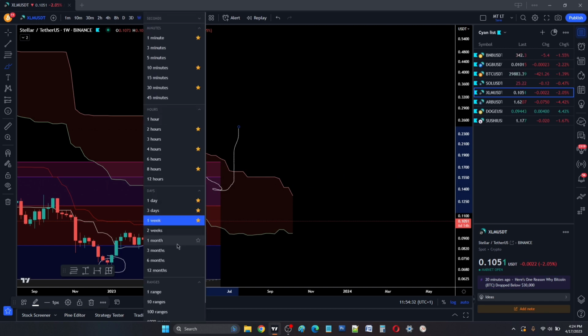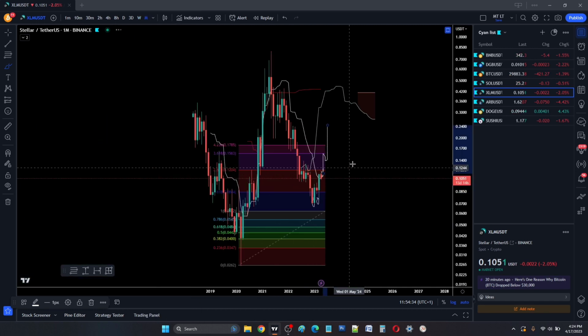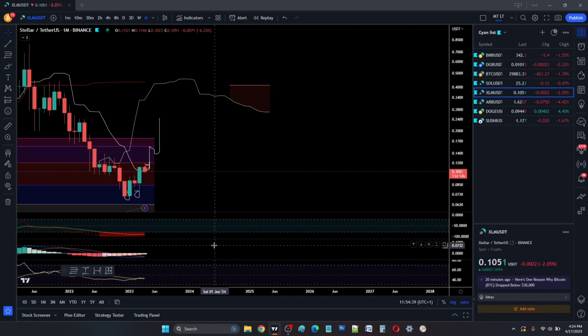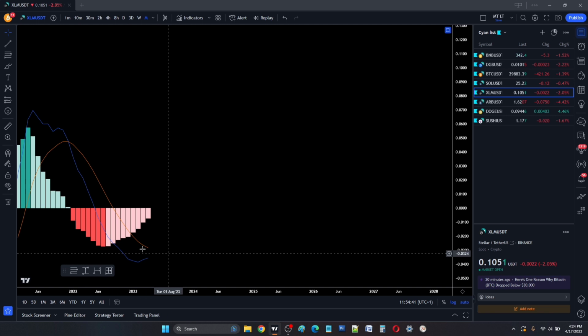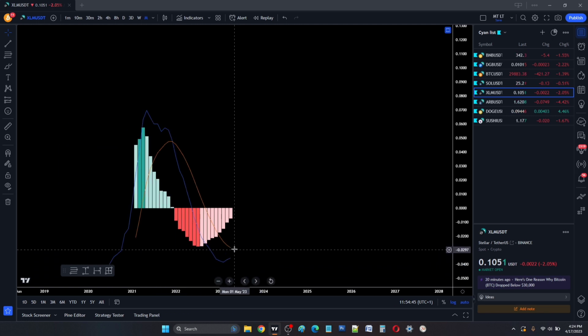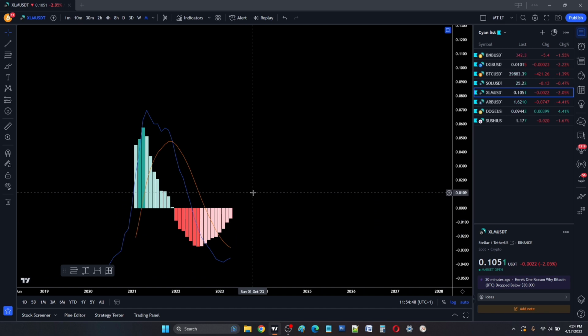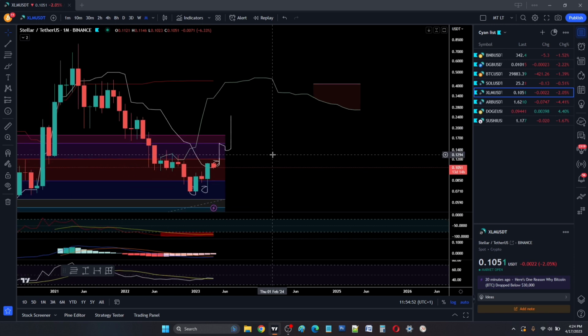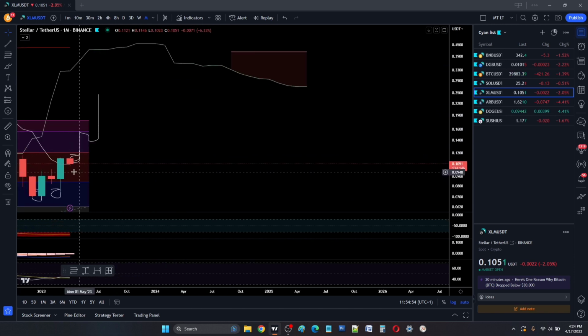Even on the monthly chart, you can see that the MACD is about to curl. This is another really good indicator that we are about to enter the Stellar Lumens bull market. On the monthly chart, you can see that we had very stiff resistance at 10 cents, and we were able to close above it. This is very good news for Stellar Lumens supporters and Stellar Lumens coins as a whole.